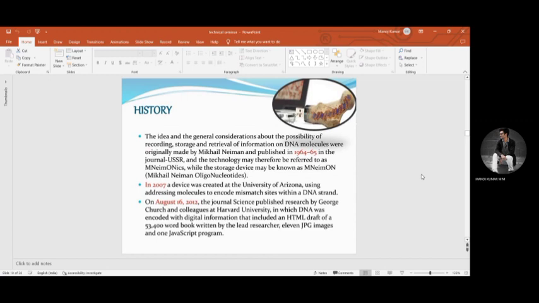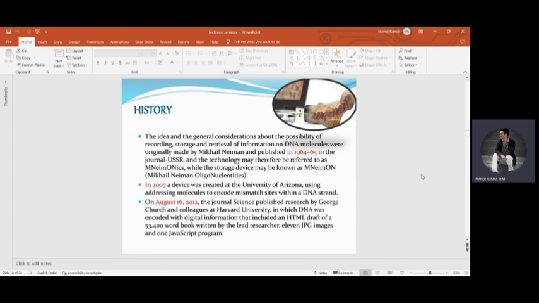In 2007, a device was created at the University of Arizona using addressing molecules to encode mismatch sites within a DNA strand. On August 16, 2012, the journal Science published research by George Church and colleagues at Harvard University, in which DNA was encoded with digital information that included an HTML draft of a 53,400-word book written by the lead researcher, 11 JPG images, and one JavaScript program.